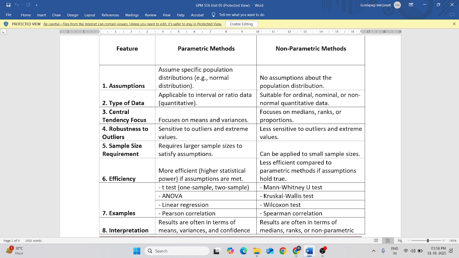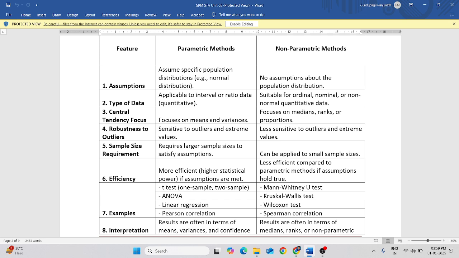When it comes to efficiency, I cannot tell which is efficient and which is not. It depends on the type of study, the research objective, the problem statement, and sometimes the availability of data, the samples they have collected. Parametric methods are more efficient because we are using higher statistical power. But non-parametric methods are less efficient.